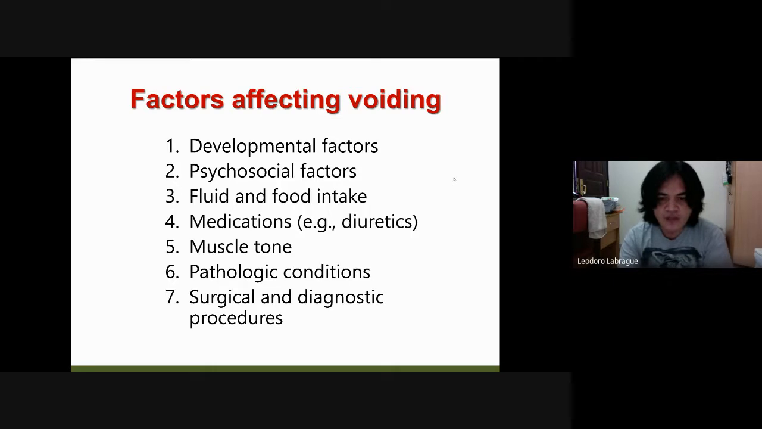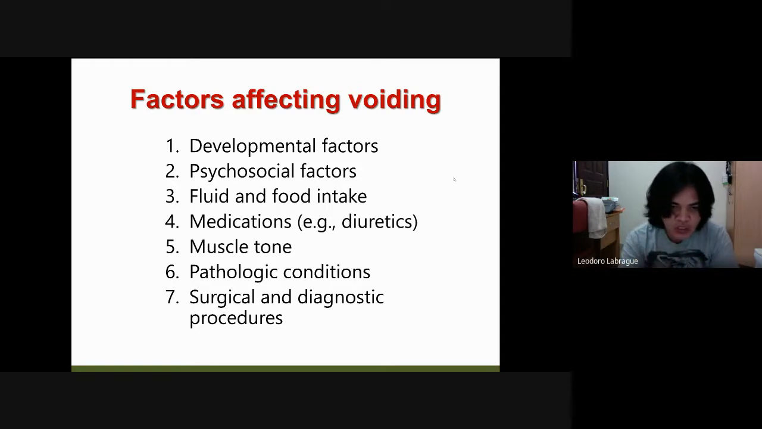How about pathologic conditions? When we say pathologic conditions, these are diseases. Now, what are the different diseases that can actually affect the urination of a person? Of course, if you have a kidney problem, remember the kidney is the primary organ responsible for urination. If the person has a kidney problem, most likely there is a problem with the urination as well.